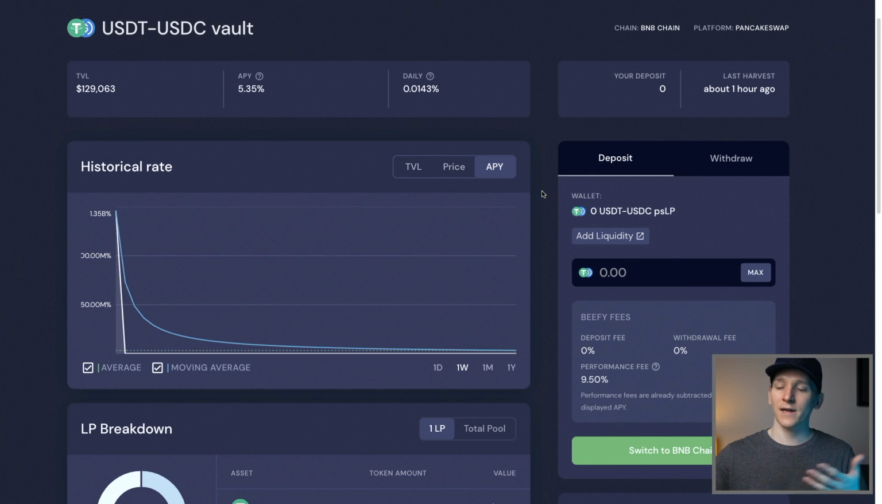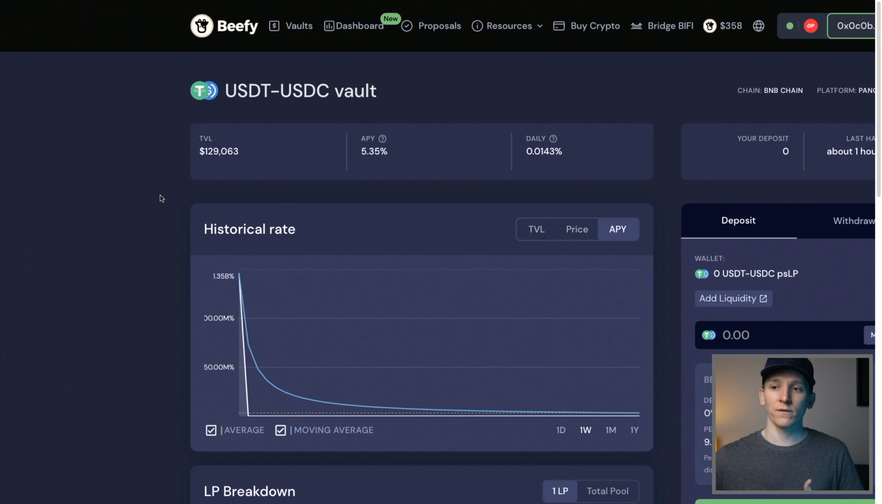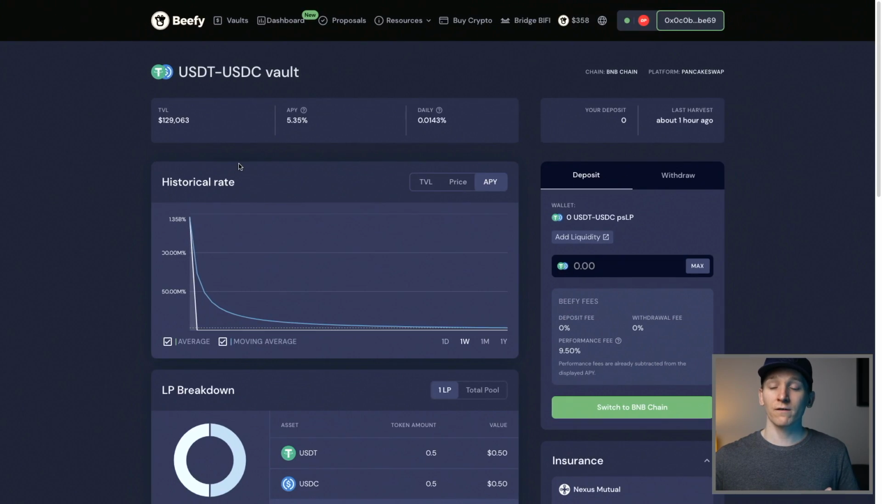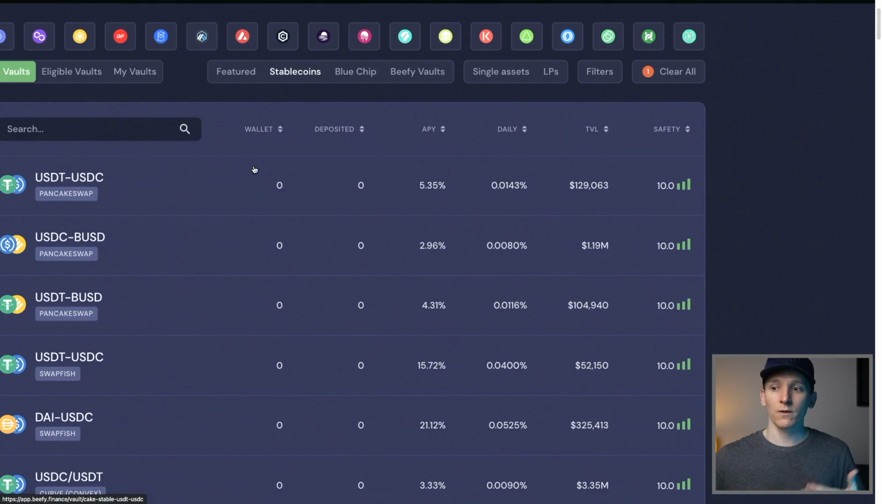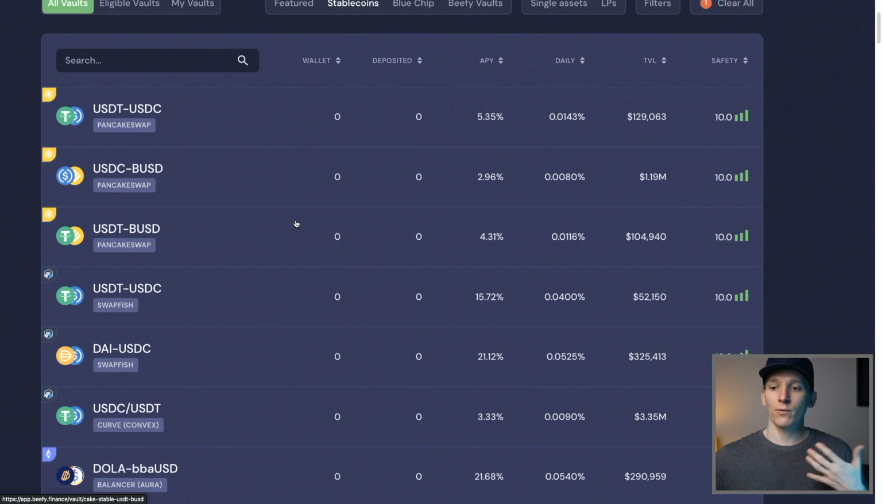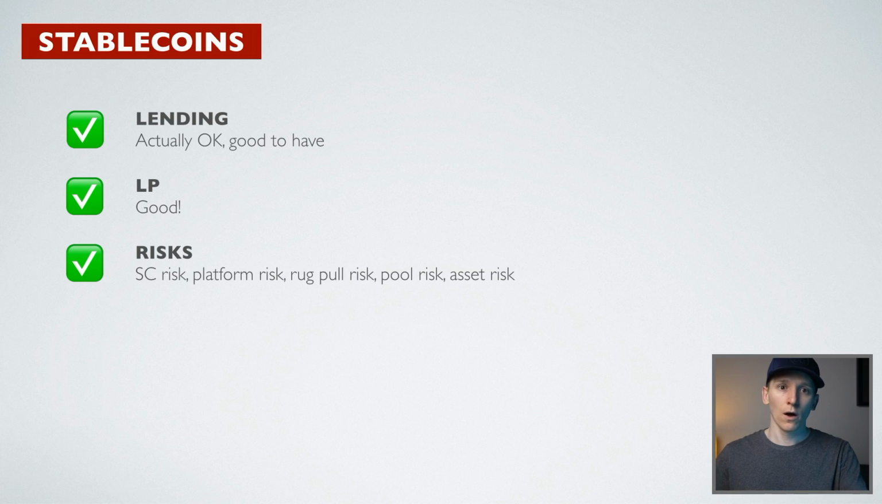I've got tutorials and how-to guides on all of these platforms, but I don't want to promote them or say they're a good thing. There are, of course, risks with all of this, but this is a way that people use stablecoins. They provide liquidity and they earn a yield on them. What are the risks? Smart contract risks. Whenever you're using an exchange, the smart contract can have a bug and it can get hacked. This has often happened before.